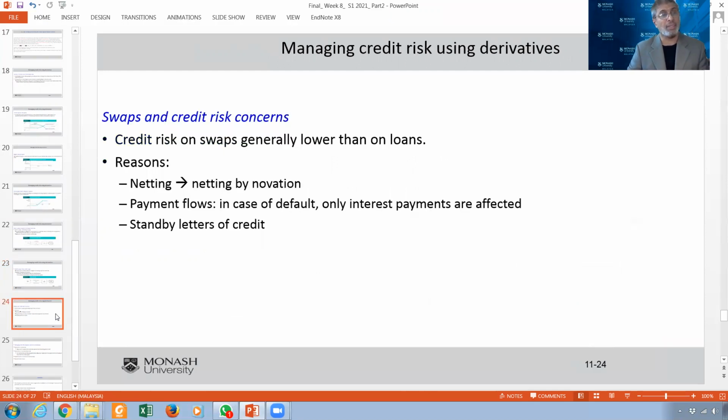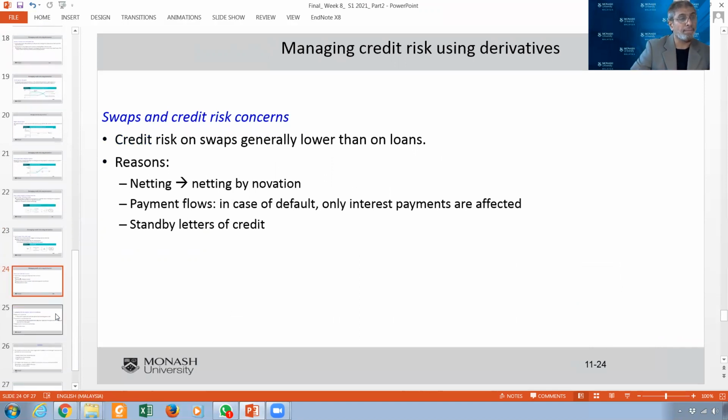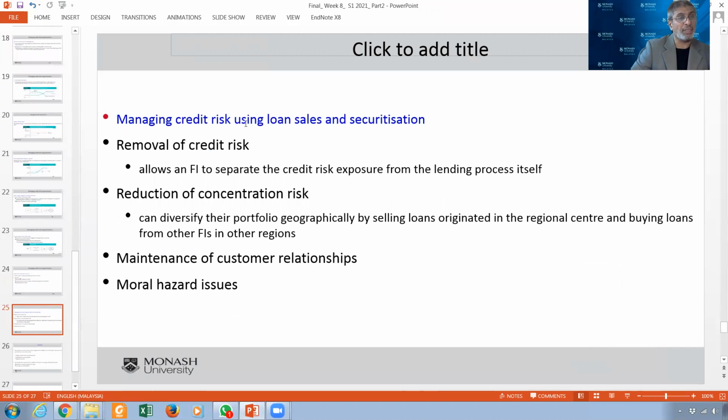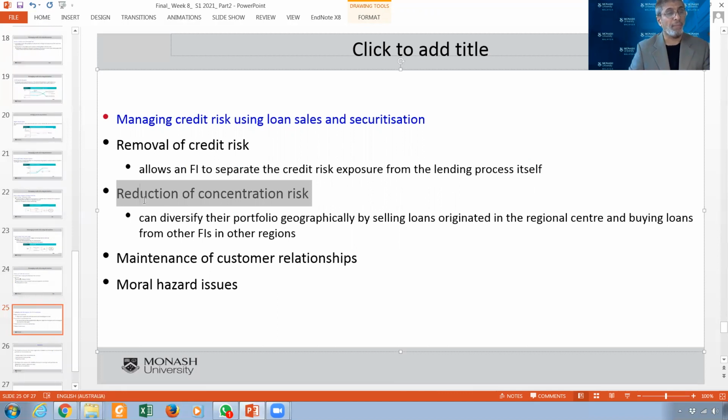Now, as I said, we can manage credit risk using loan sales and securitization, and that will remove the credit risk. It will reduce concentration risk, and this allows financial institutions to spread the credit risk exposure from the lending process itself. There will be a reduction in concentration risk because you can diversify your portfolio geographically, by selling loans originated in the original center and buying loans from other centers.